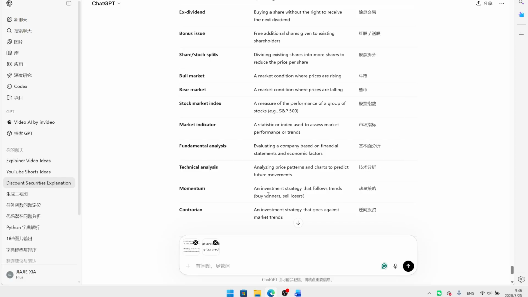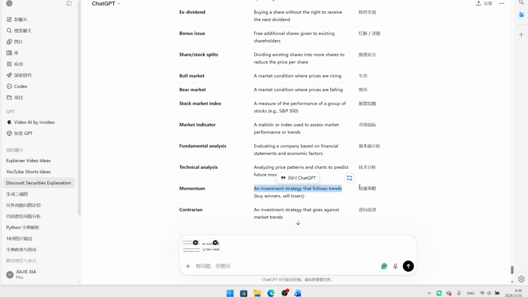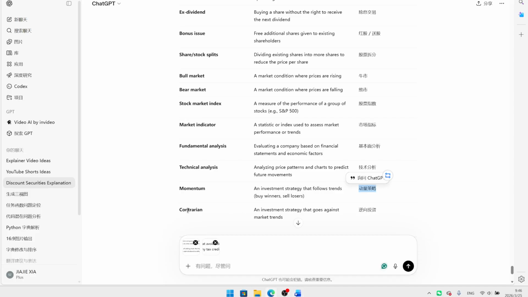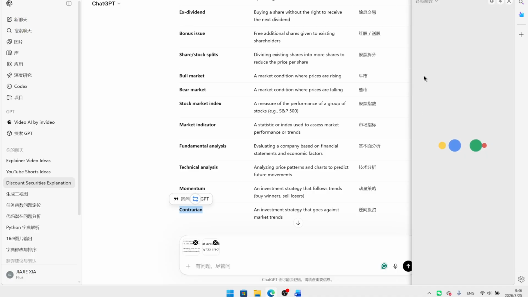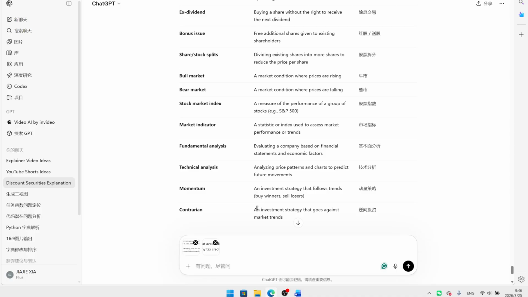Momentum. Momentum is an investor strategy that follows the trend. Momentum follows the trend. Interest. So what does that mean? Contrarian. Contrarian investing goes against the market trend.